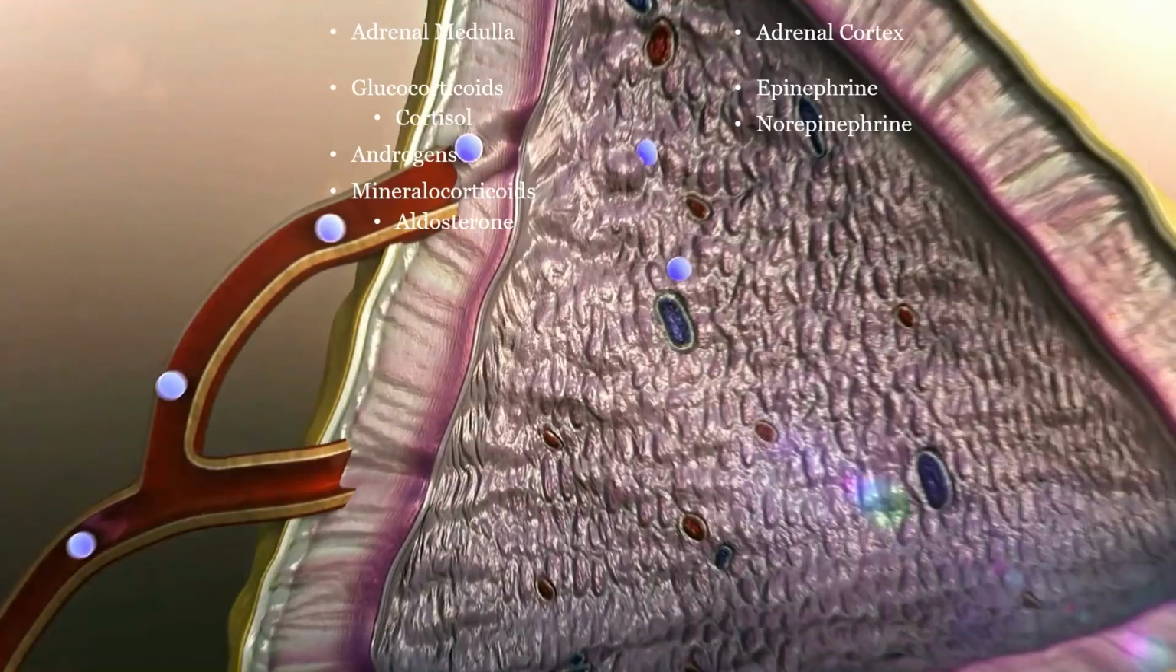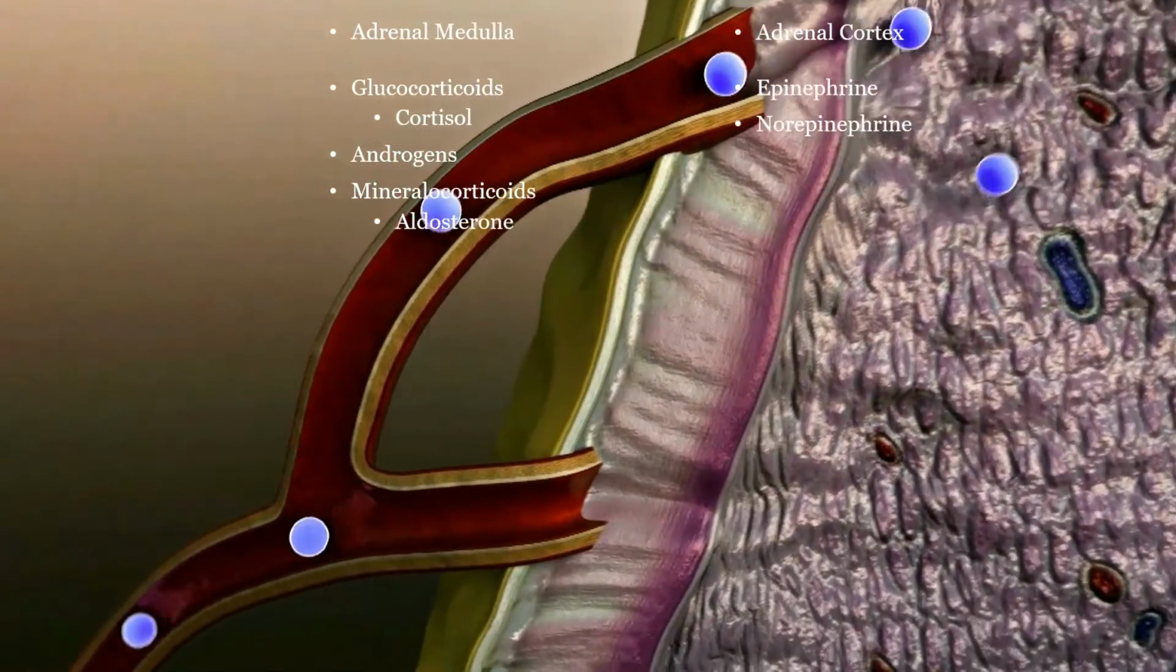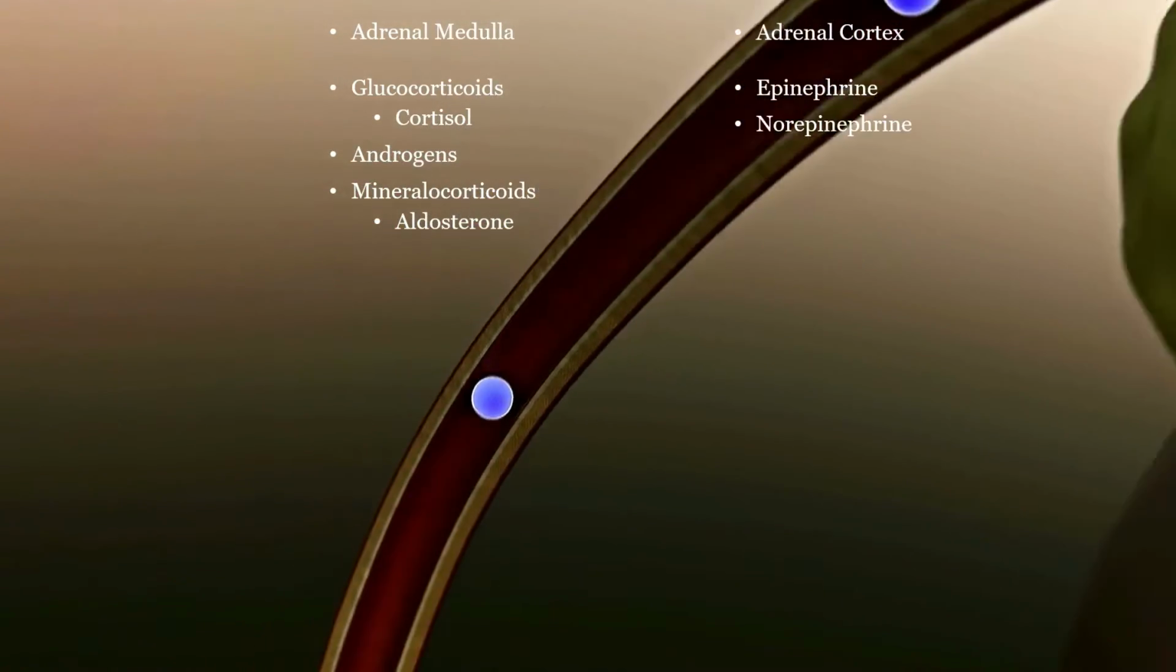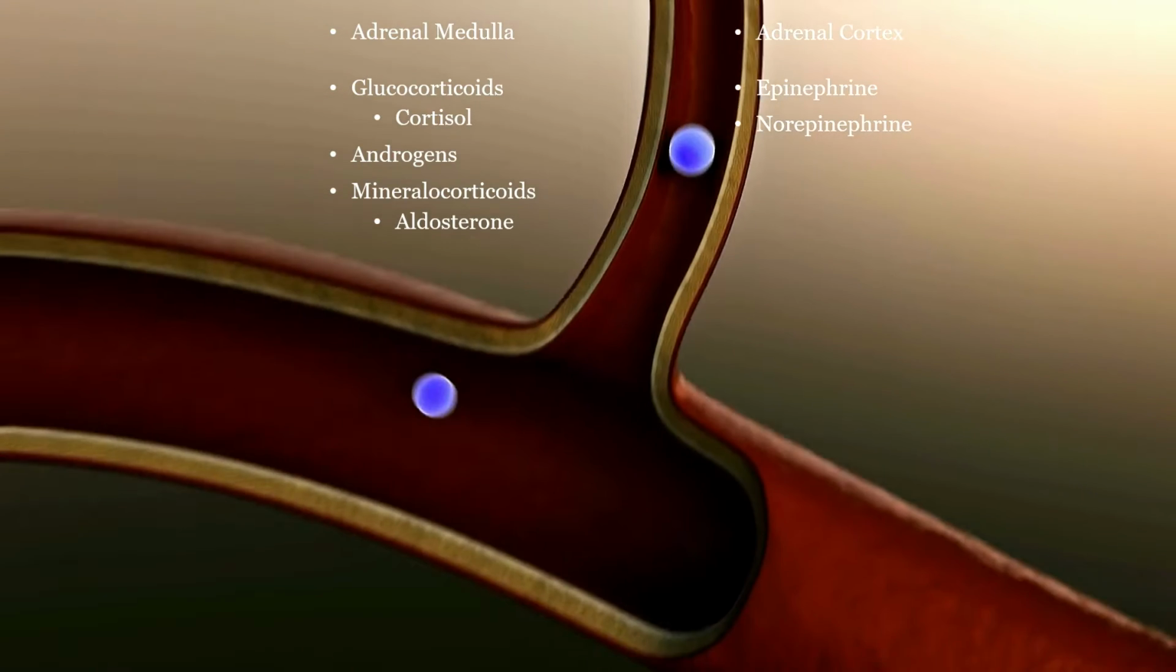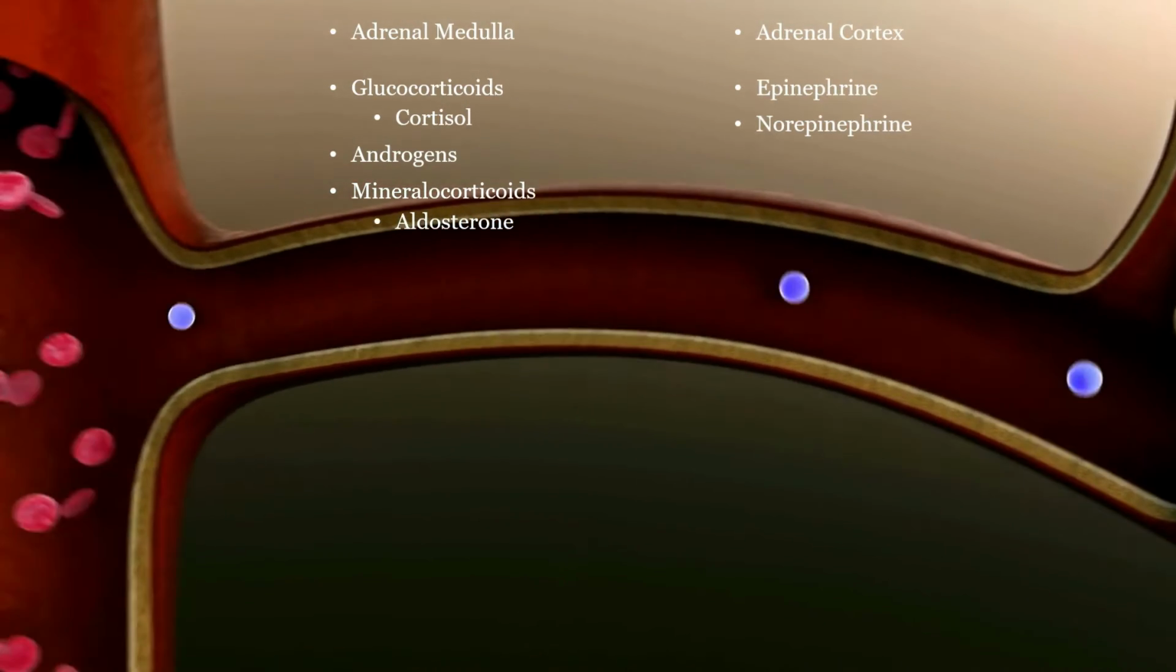The adrenal glands are like little hats for the kidneys. They make several hormones that we need to survive. The medulla makes cortisol and aldosterone along with some androgens, and the cortex makes epinephrine and norepinephrine.